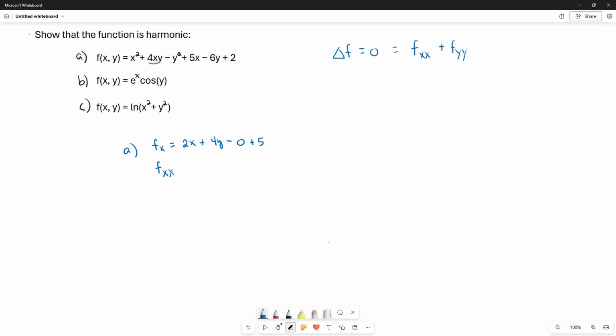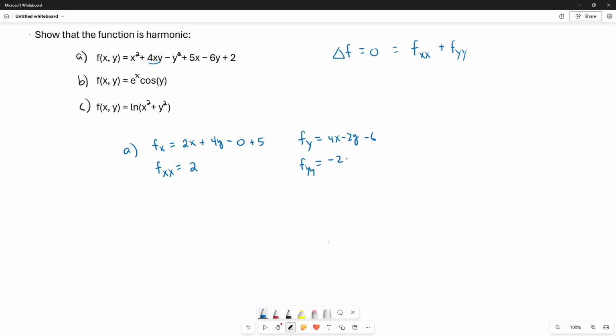So f sub xx is 2 plus 0 plus 0, so it's just 2. And I suspect f sub yy will be negative 2, and then the Laplacian will be 0, and the function is harmonic. Let's see, f sub y, 0 plus 4x minus 2y, 0, negative 6, 0. And f sub yy, 0, negative 2, 0.